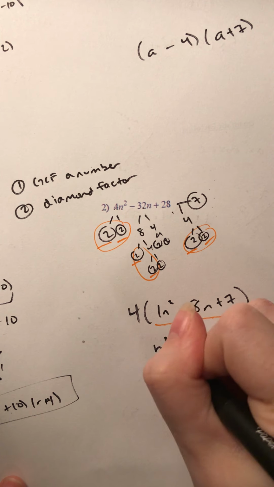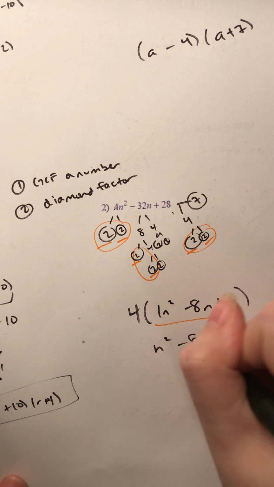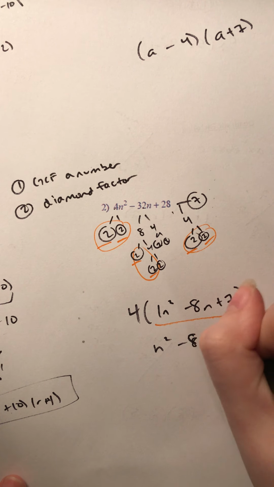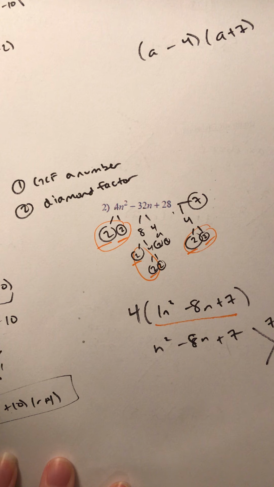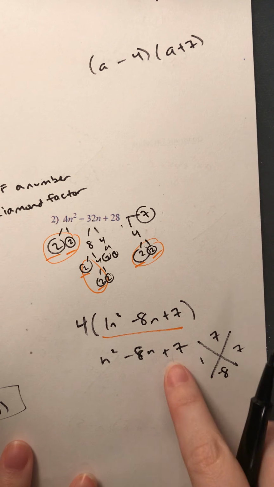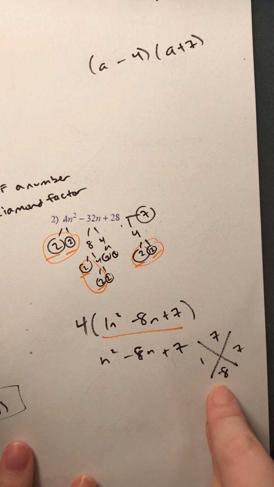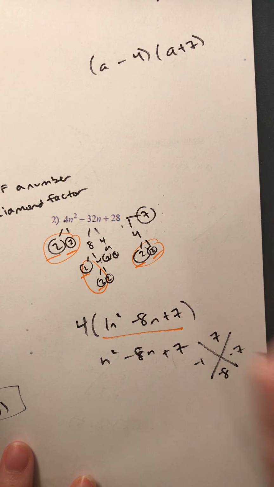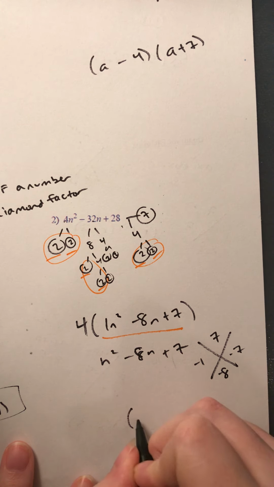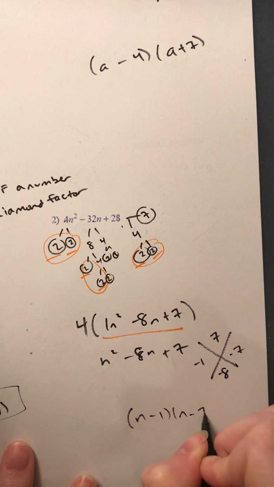So we've got n squared, remember the 1, you don't need it, minus 8n, plus 7. So make your diamond puzzle: what multiplies to 7 and adds up to negative 8? Hopefully we can see that 1 and 7 add up to 8. Oh, sorry, 1 and 7 add up to 8, but we need negative 8. So that means both of these need to be negatives. So your chunks are n minus 1, n minus 7.